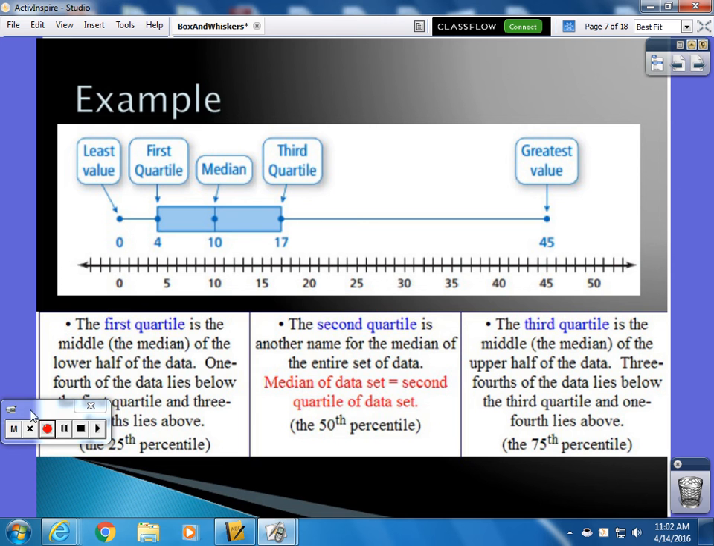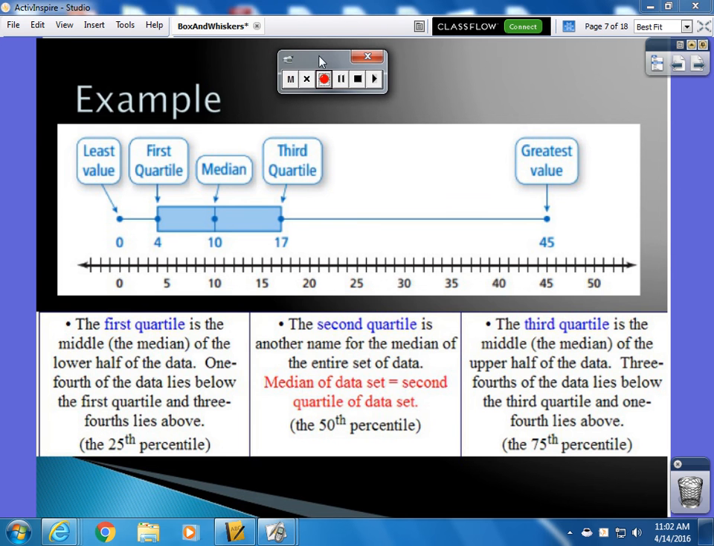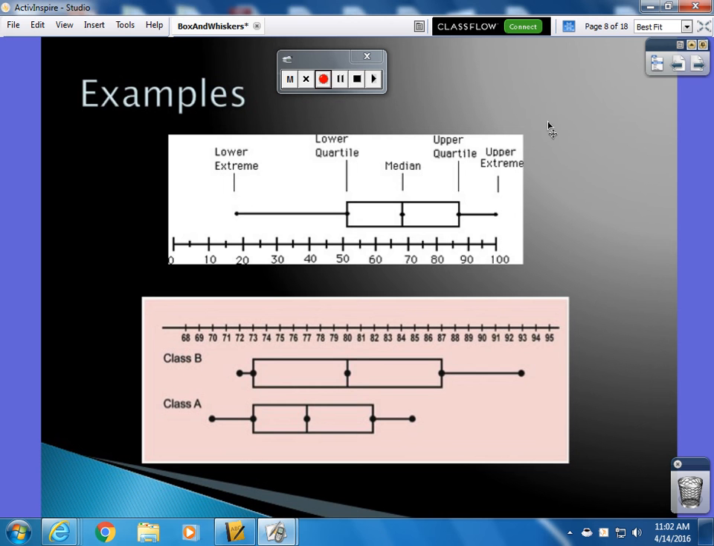So let's go ahead and look at this example here. The first quartile is at 4. The least value, which is also called the lower extreme, is 0. The median is at 10. The third quartile, or the upper quartile, is at 17. And then the upper extreme, or greatest value, is 45. So here we have an example of a box and whisker plot.